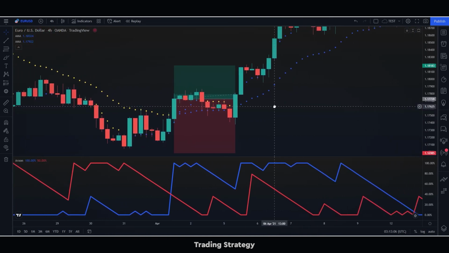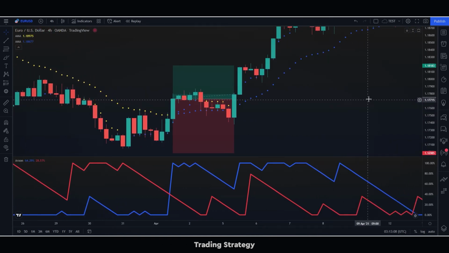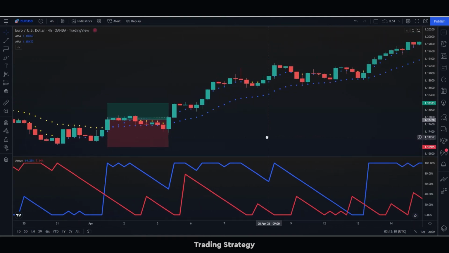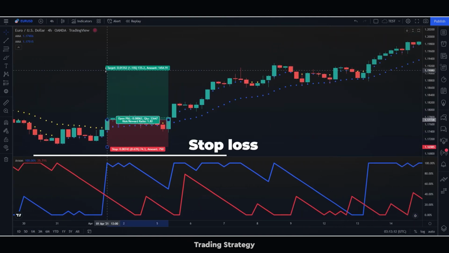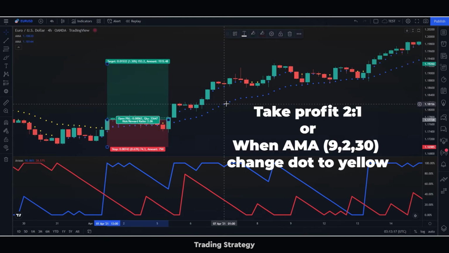We will put the stop loss at the last big low, and we will put the take profit at a ratio of 2:1. This means that we will put it at twice our stop loss. Or, when the fastest AMA, the one at 9, 2, 30, changes to yellow.